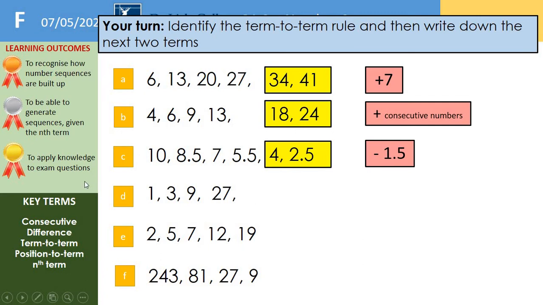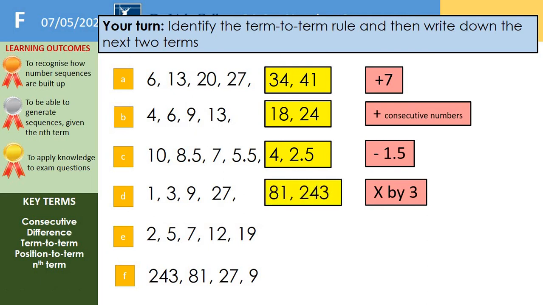Right, the next one we can see we've got 1, 3, 9 and 27. So it's not a constant difference. So there's something else happening here, and hopefully you've noticed that you're multiplying by 3. So you're multiplying each previous term by 3. So 1 times 3 is 3, 3 times 3 is 9, and 9 times 3 is 27. So 27 times 3 is 81, 81 times 3 is 243.